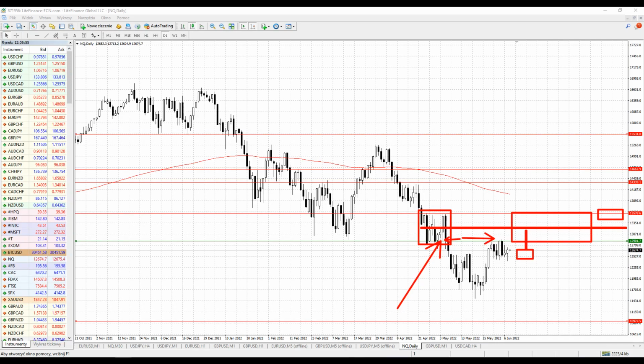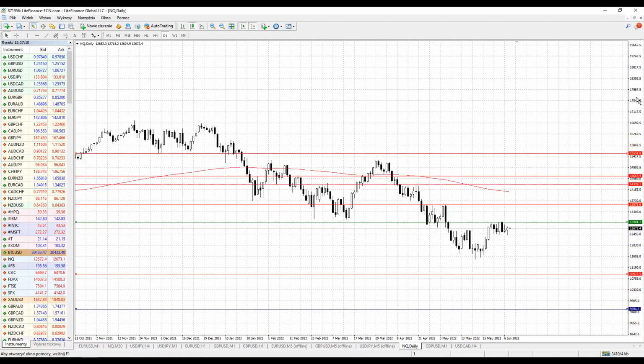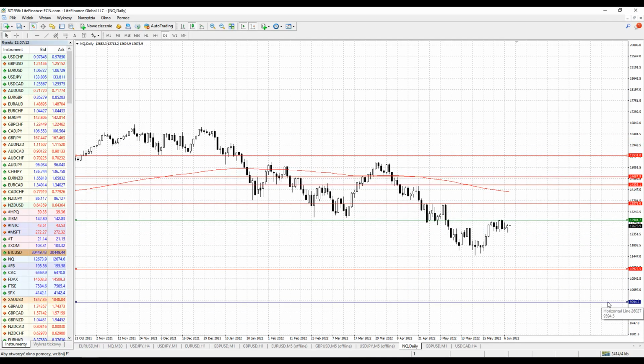Of course, you have to do your own research. Of course, you have to do your own homework. Of course, it's not financial advice. It's for educational purposes only, and we might see at least 10,900 or even lower, and we are talking about 9,500 based on the sizes of the moves we have already seen.